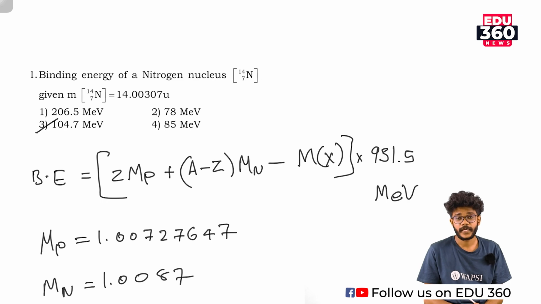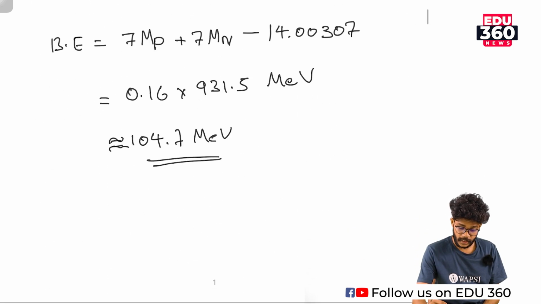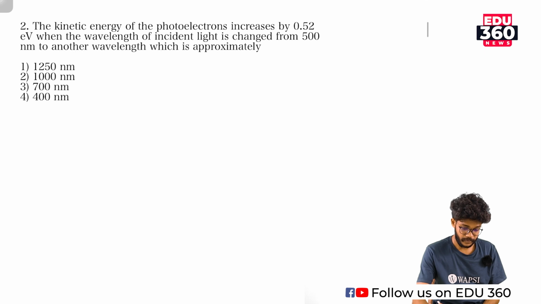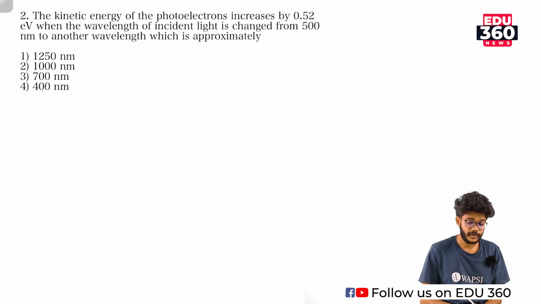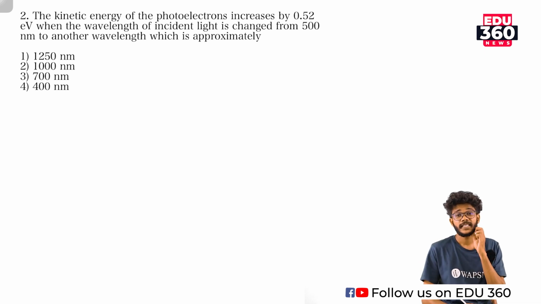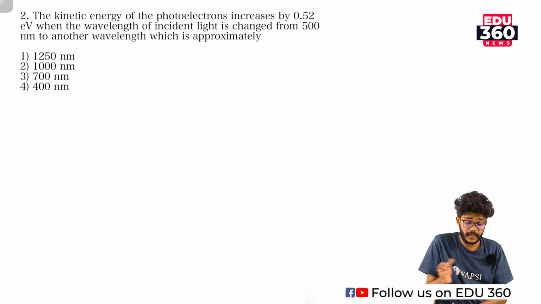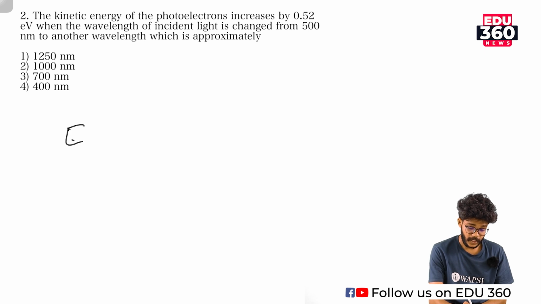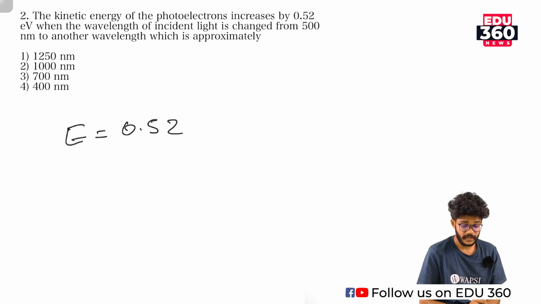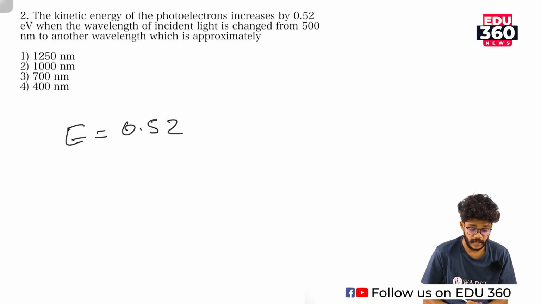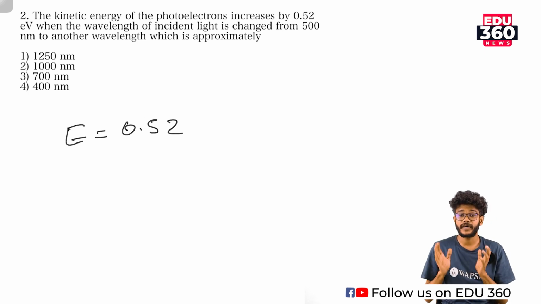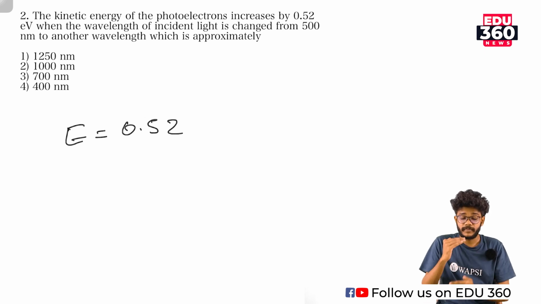Okay, so we can move to the second question. The kinetic energy of photoelectron is increased by 0.52 electron volt. That means the kinetic energy is increased by giving an additional energy. Kinetic energy is increased by 0.52 when the wavelength of incident light is changed from 500 nanometer to another wavelength. So actually the initial wavelength is 500.